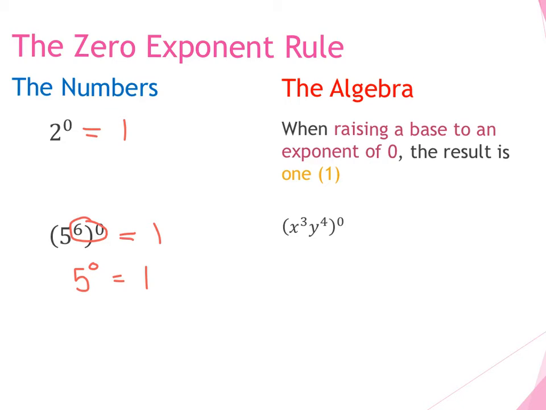Same idea when we look at the algebra side of it. Even with variables, that same rule is in place. So I'm basically taking everything that's inside of here and raising it to the power of 0, which would give me 1. Now if I wanted to look at the rule of that, I would distribute my exponent of 0, so it would be x to the 0, y to the 0. Both of those would equal 1. 1 times 1 is 1. So the whole idea there is that anything to the power of 0 we can just scratch and make it a 1. And that's really how our zero exponent rule works.